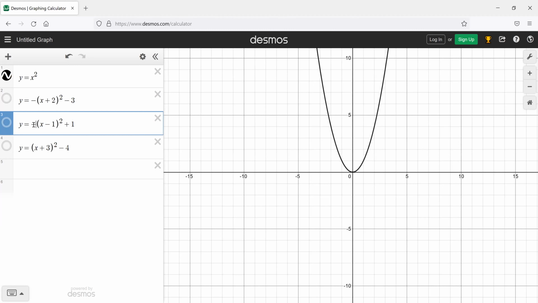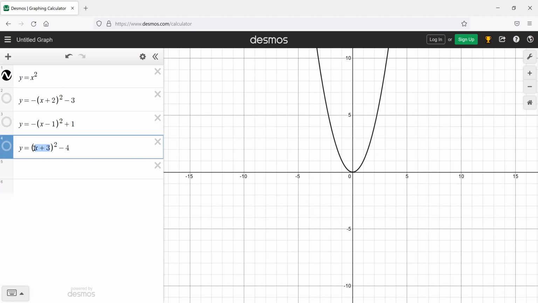Flip over the x-axis, and then move up 1. So it's right, flip, up 1, right, flip, up 1, right, flip, up 1. That sure looks good to me. All right.